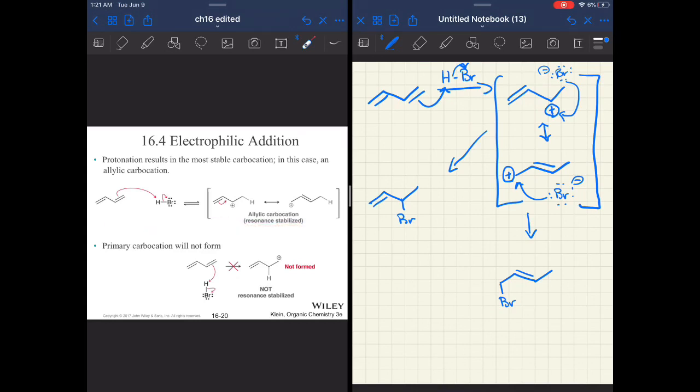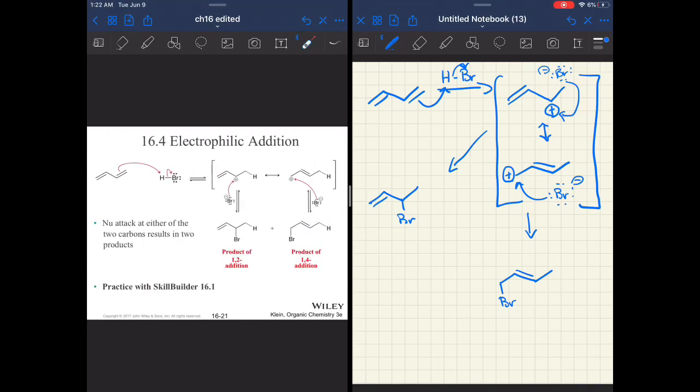Klein has also provided the same thing. He's pointing out here, you will not form a primary carbocation because it is less stable, but even if there was another R group here, you would still form on that number 2 carbon, again, because of the resonance stabilization. And here is the mechanism completed, showing both products.